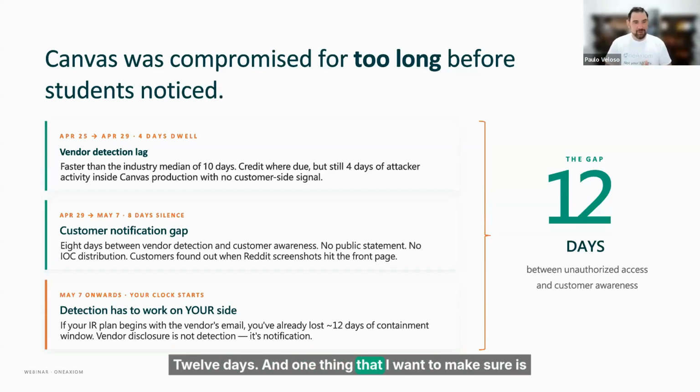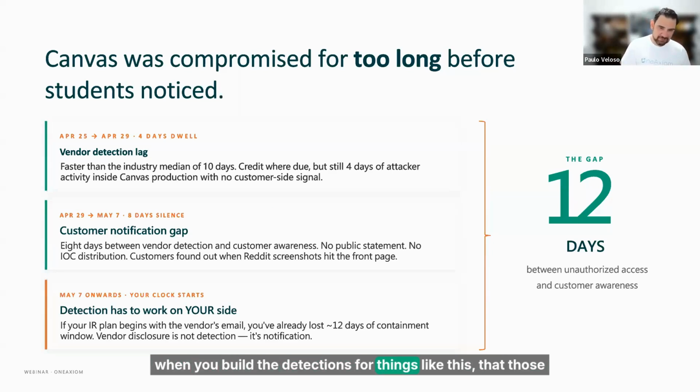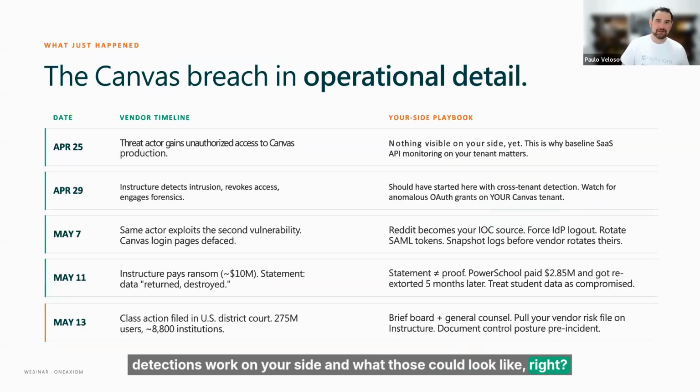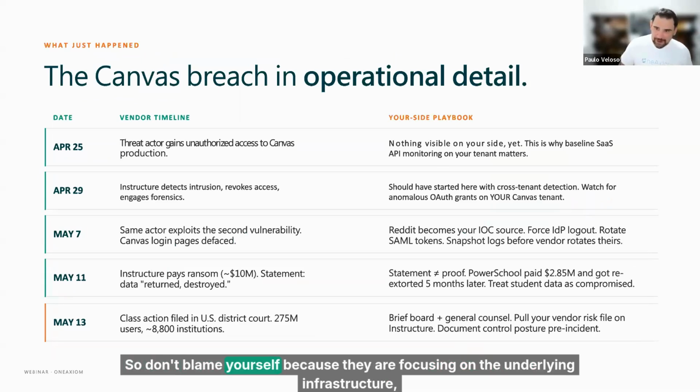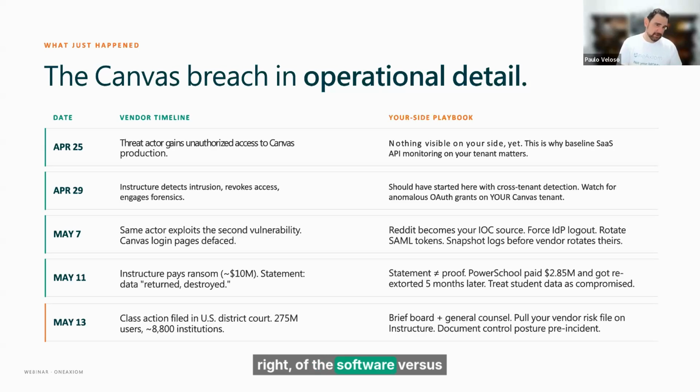12 days. One thing I want to make sure of is that when you build detections for things like this, those detections work on your side. Here is what those could look like. What happened in the Canva breach has a matching playbook on your side, following the same timeline. On April 25th, threat actors gained unauthorized access to Canva production. On your side, you don't have that visibility yet, so don't blame yourself, because they were focusing on the underlying infrastructure of the software versus the customer tenants at that point. So that's not visible yet.